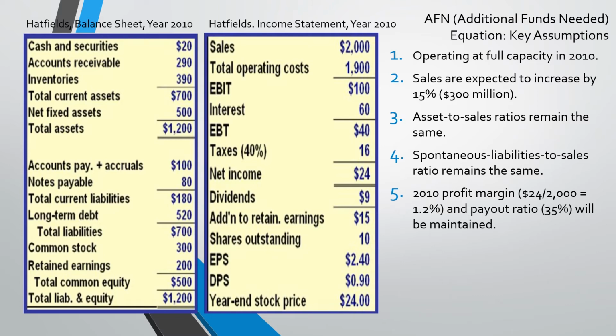And the 2010 profit margin, $24 over $2,000 sales, equals 1.2%, and the payout ratio of 35% will be maintained.